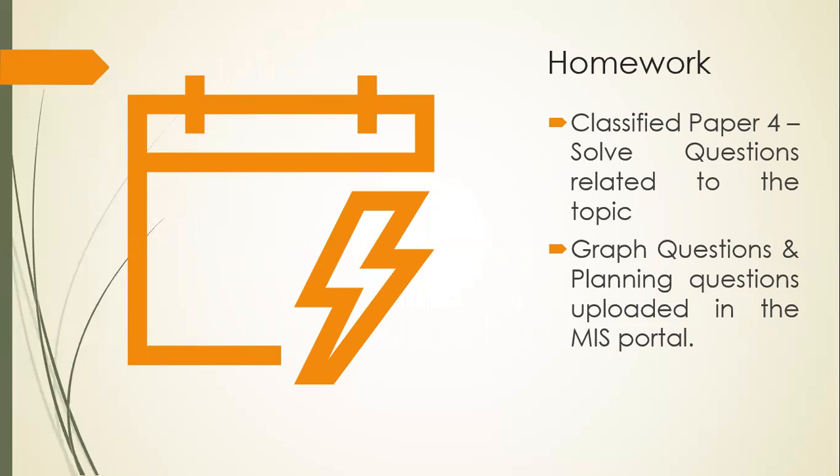The topic has been divided into 6 parts, 6 lessons, and we have successfully completed the project. And the homework: all of you have the classified paper 4. Take the chapter on energy changes, solve questions related to the topic, and choose your paper 6. Or if you don't have the paper 6, a graph question and planning questions will be uploaded in your MIS portal.